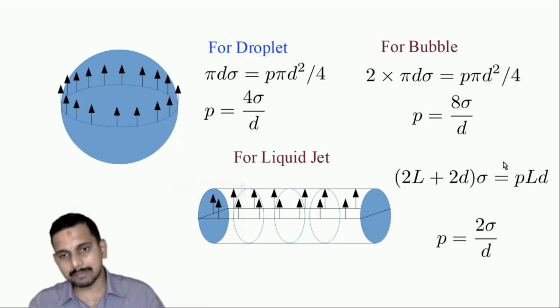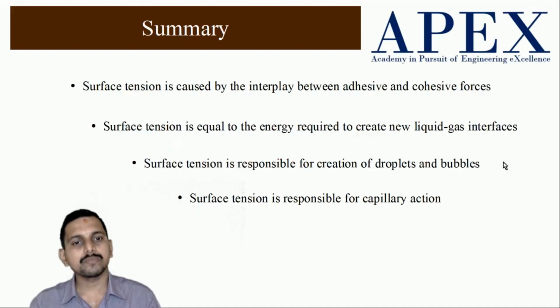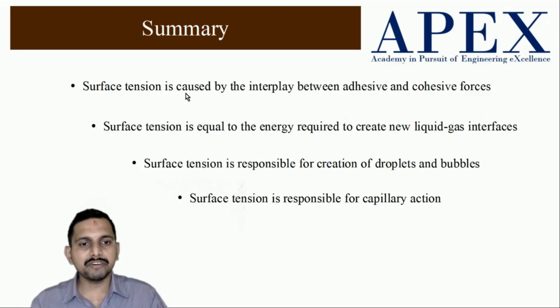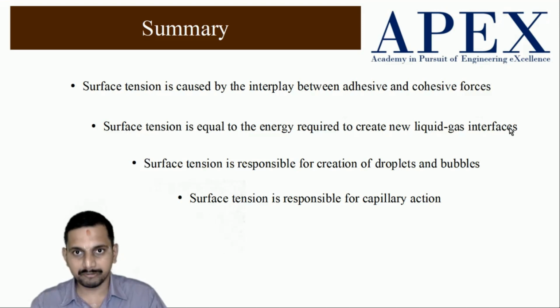Okay, so let us summarize whatever we have done. We have seen surface tension is caused by the interplay between adhesive and cohesive forces. Surface tension is equal to the energy required to create new liquid gas interface, like we have seen with the soap film. Surface tension is responsible for creation of droplets and bubbles. Also, surface tension is responsible for capillary action, either capillary rise or capillary fall.